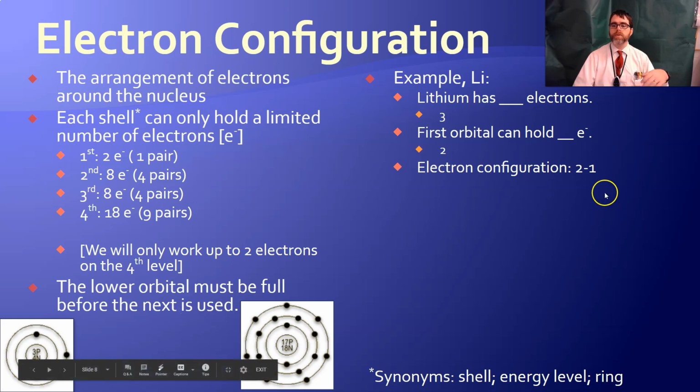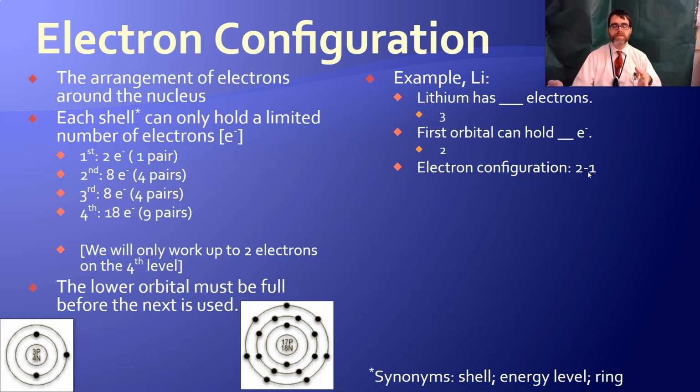And we read this as dash or hyphen, but 2-1 is the electron configuration of this one. That is that it has 2 electrons in the first energy level and 1 in the next. Now, there are higher energy levels, but we don't write out zeros for all those. It's kind of pointless to write out all those zeros. And so we just say that lithium's electron configuration is 2-1.